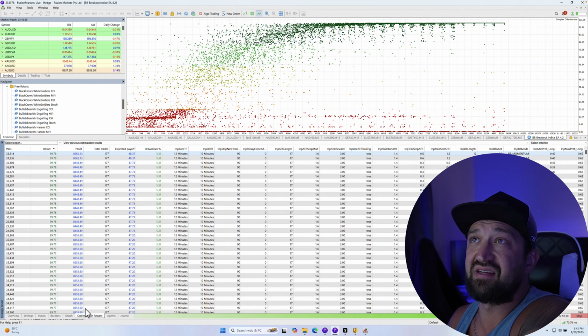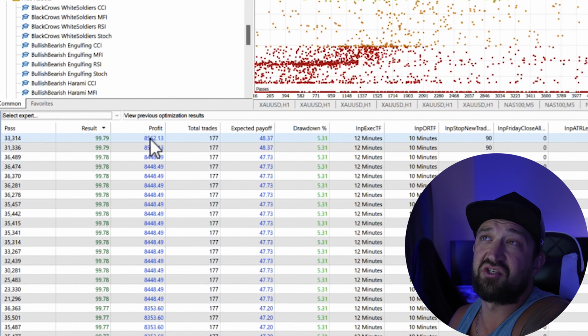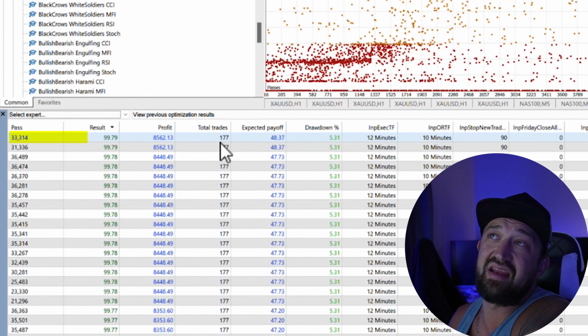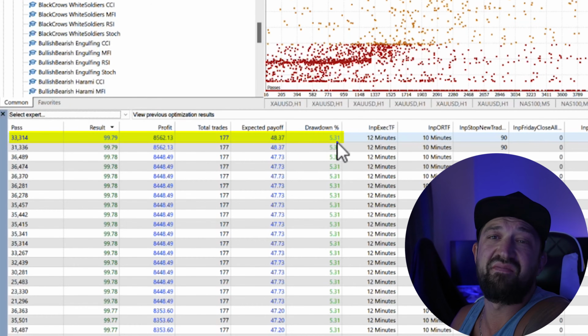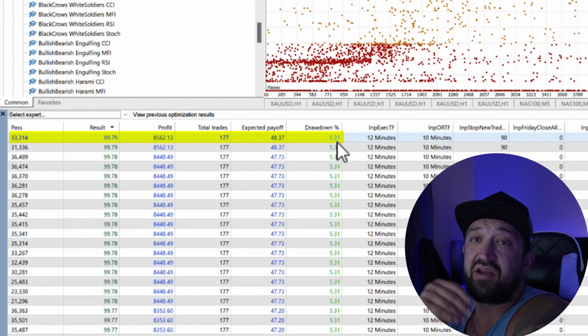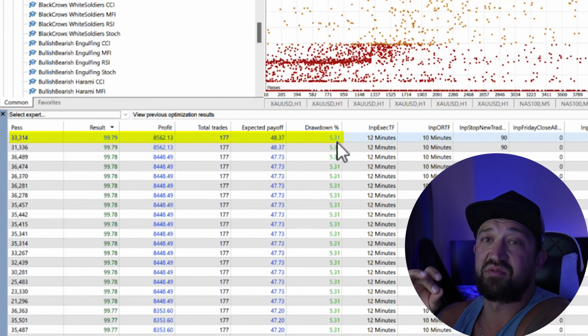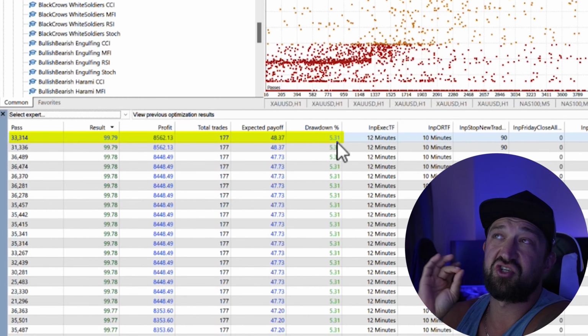So I'm optimizing this right now, and just on DAX 40 alone, we're able to achieve $8,500 profit in 177 trades with only 5% drawdown. So with this new version that I'm testing now, by the way, in the precision automation community, I show you guys how to build this stuff from scratch with zero coding knowledge, just using AI.